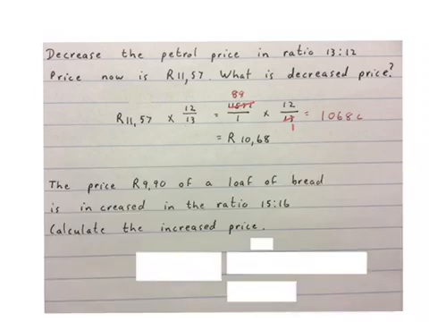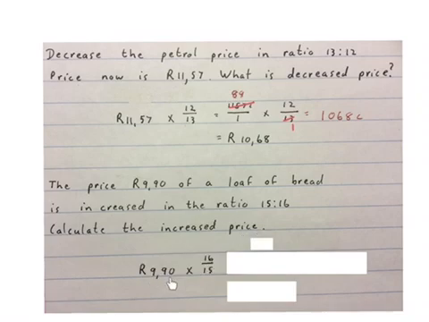The last question should be easy for you now. It says, the price of 9 Rand 90 of a loaf of bread is increased in the ratio of 15 to 16. Calculate the increased price. You write 9 Rand 90 times big at the top.